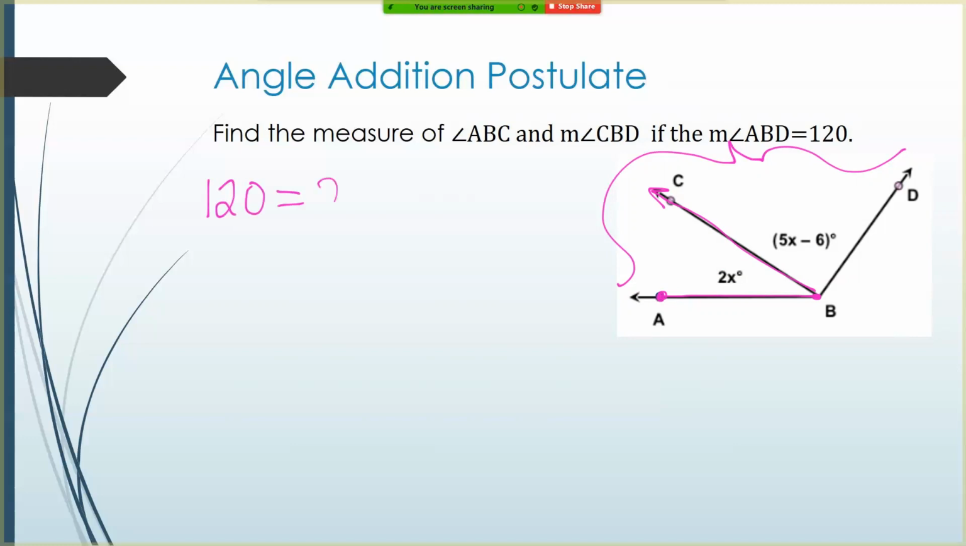So I'm going to take 2x plus the other angle, which is 5x minus 6, and that has to equal the big angle. These two little angles added together have to equal the big angle. As I was just told, combine like terms. So 120 equals 7x minus 6. What am I doing? Aha. Add 6 to both sides.